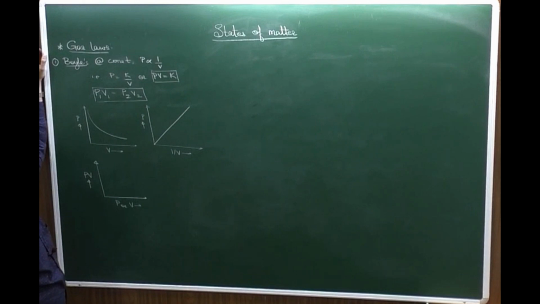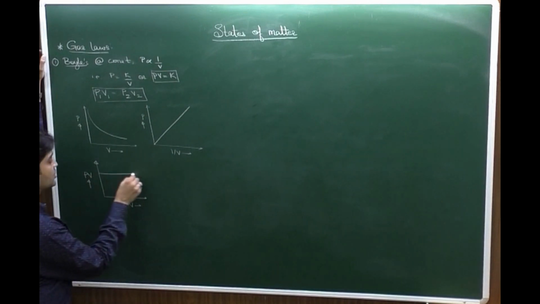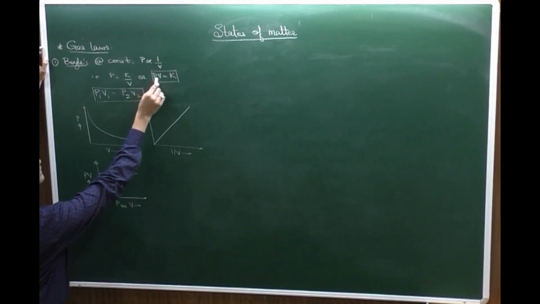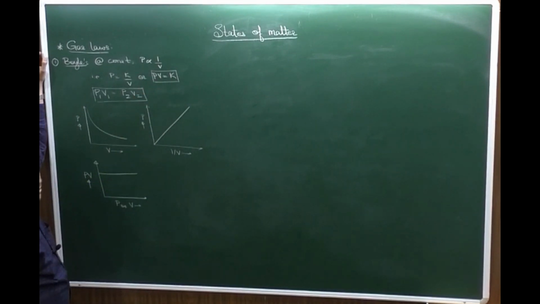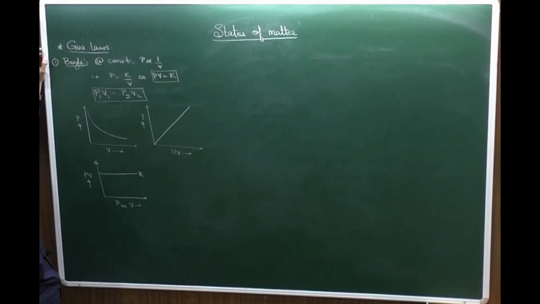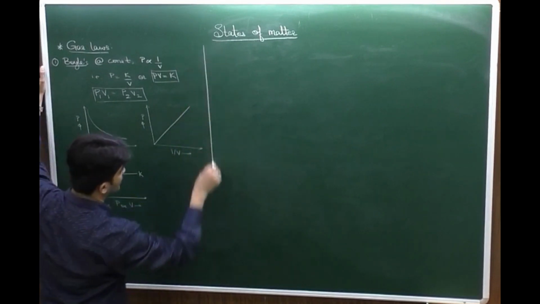Thirdly, if the graph is asked of PV, the pressure volume product, versus pressure or volume, then its product will be constant irrespective of the change in pressure or the volume. P into V will be a constant. PV is a constant, and when there is a constant, it will be a straight line parallel to the pressure or volume axis, and this is equal to K. So that's a part of Boyle's law.